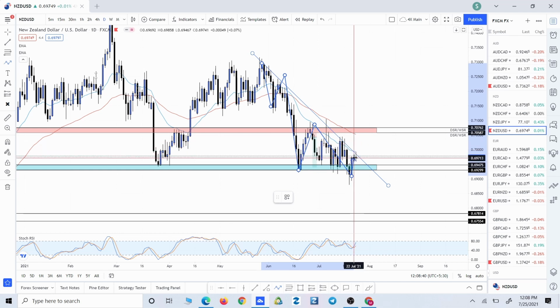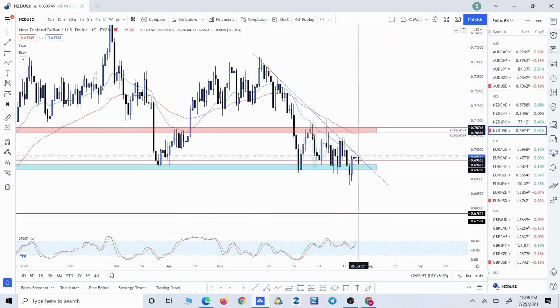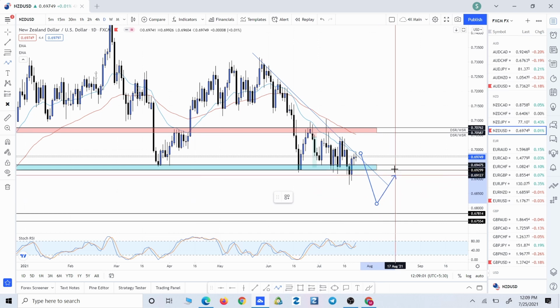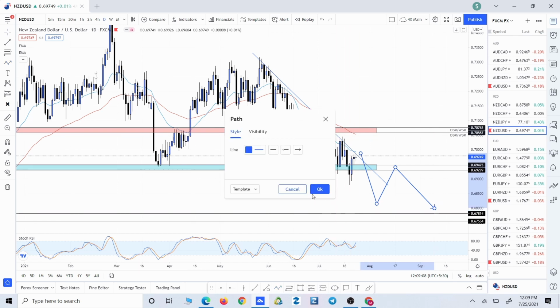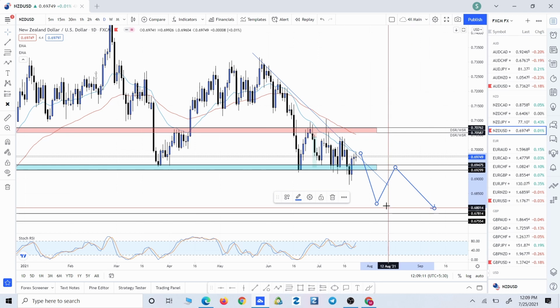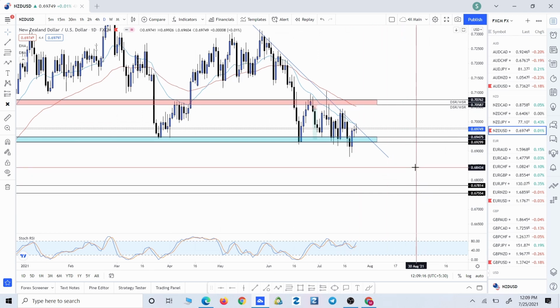I would say that if the price breaks above the previous high, then we'll look for any kind of opportunity to go long. Otherwise, if the price continues lower and breaks below the previous low, we'll be waiting for the price to retrace back to this zone and give us a short indication to look for a shorting opportunity. So that's on New Zealand USD. Currently not looking for anything, but I'll be waiting for the price to break out of this zone.